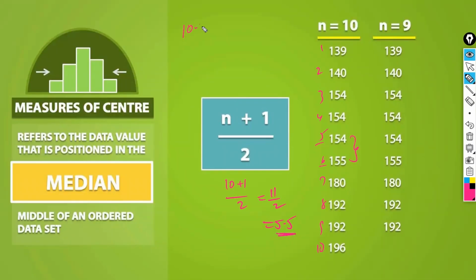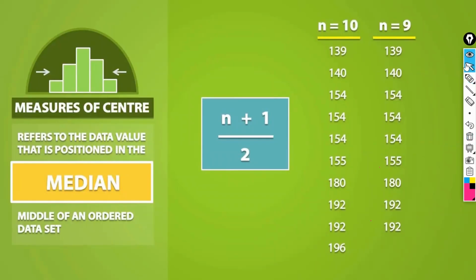10.5 you got, the average of 10 and 11. 29.5 you got, the average of 29 and 30. 540.5 you got, the average of 540 and 541. Whatever number you have got, this number along with the next number, the average of these two we are going to consider. So whenever we have an even number of values, the average of the center two values is called the median.